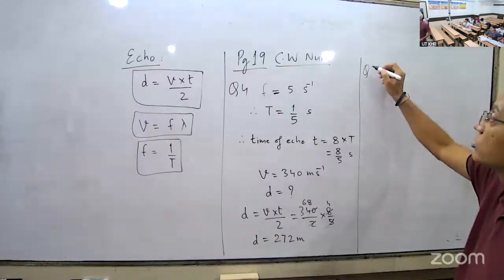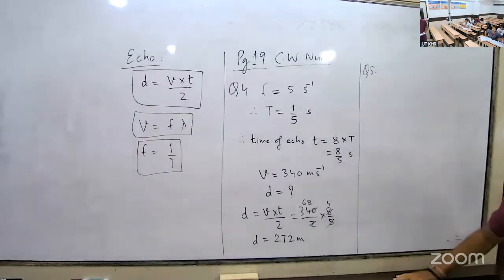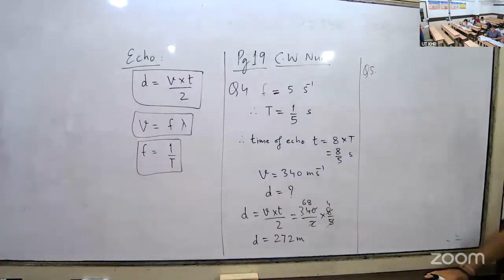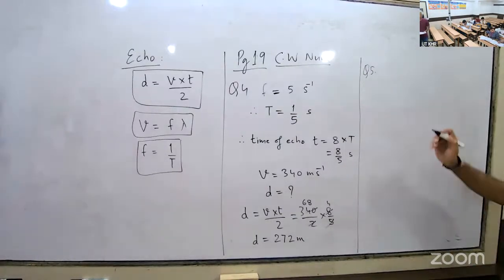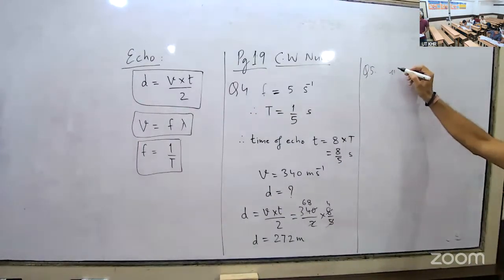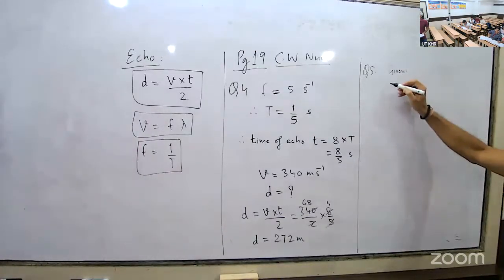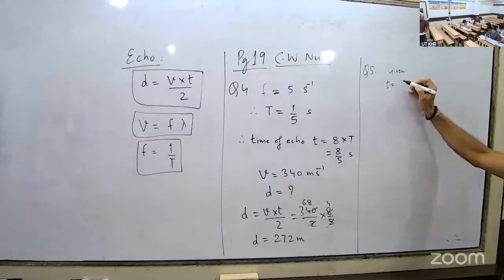Next question, question 5. Shall we discuss question 5? So what is given in the question? A man fires a gun and hears its echo after 5 seconds. So time of echo is given. So given, t is equal to 5 seconds.